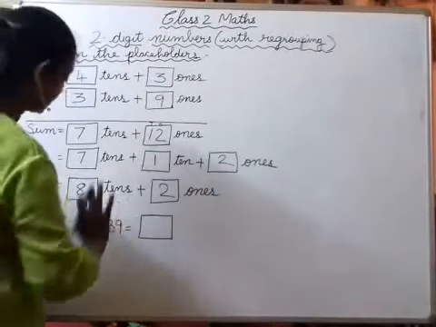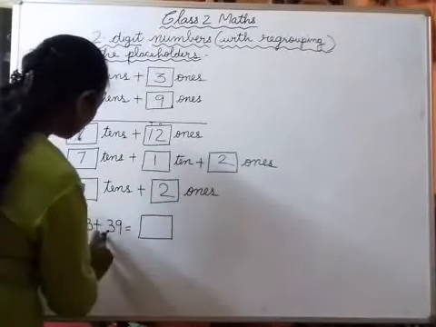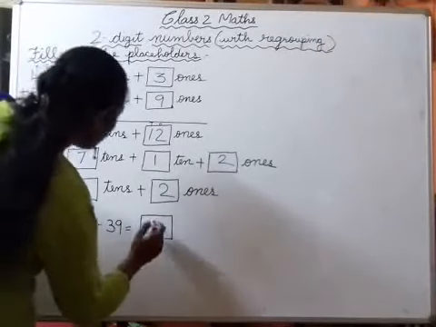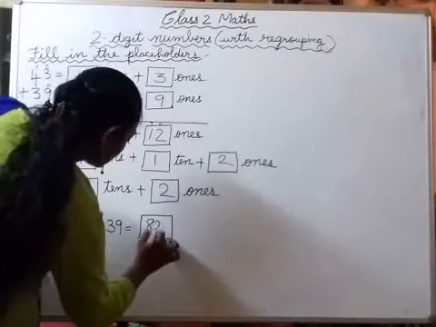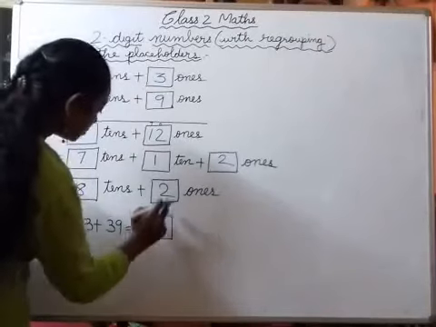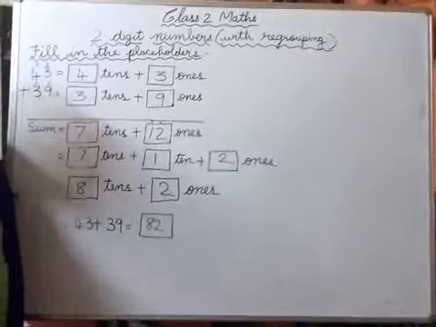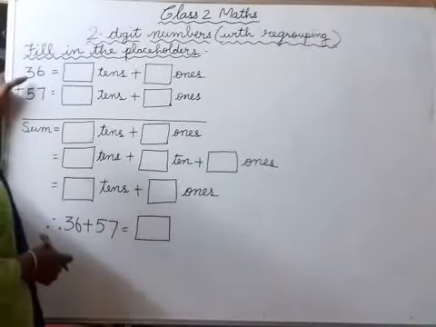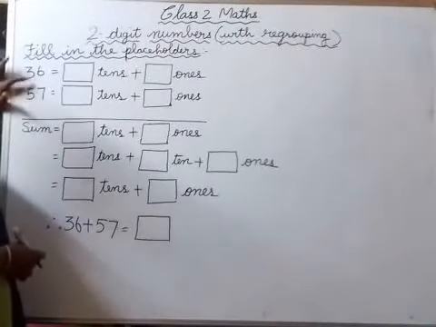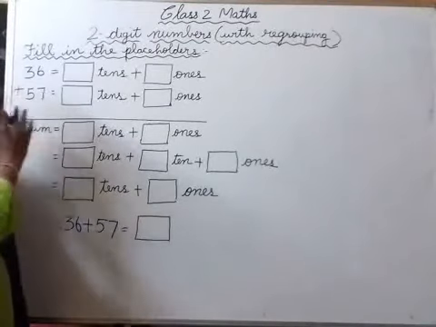So 43 plus 39 will be 82. 8 tens, 2 ones. So 82 is the answer. Okay, next 36. We have to add 36 and 57 in the expanded form.